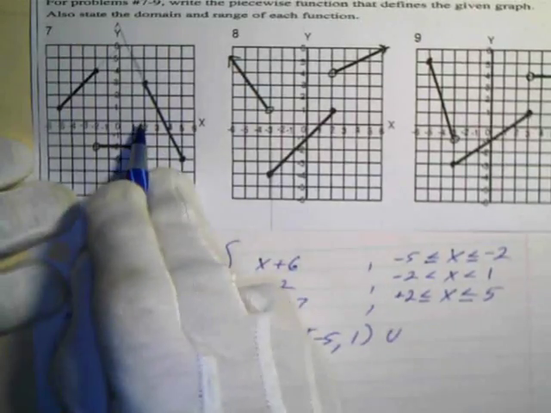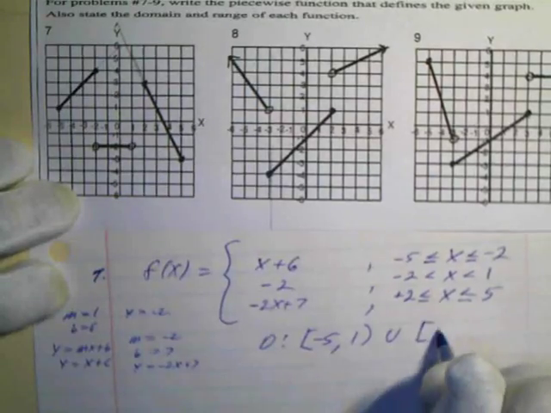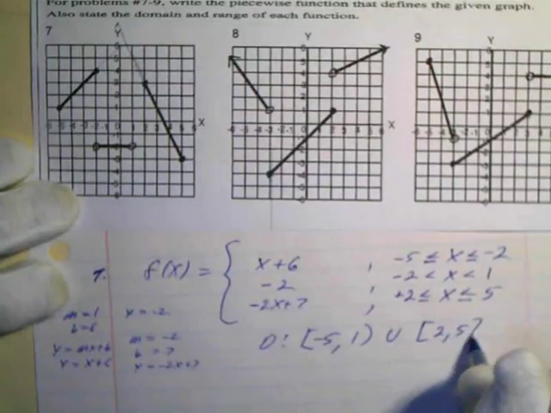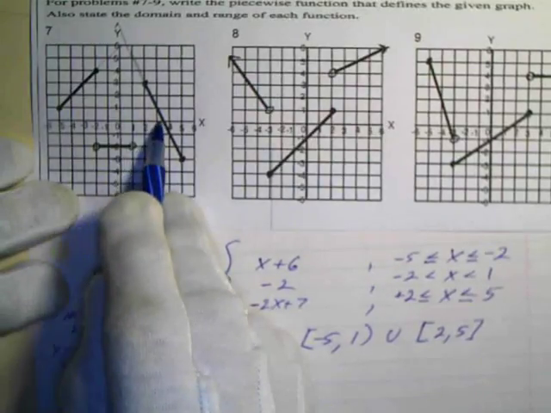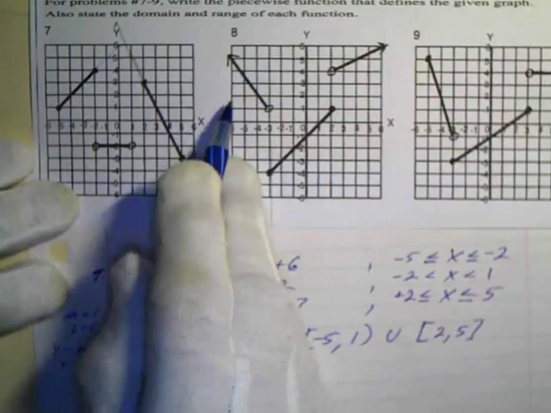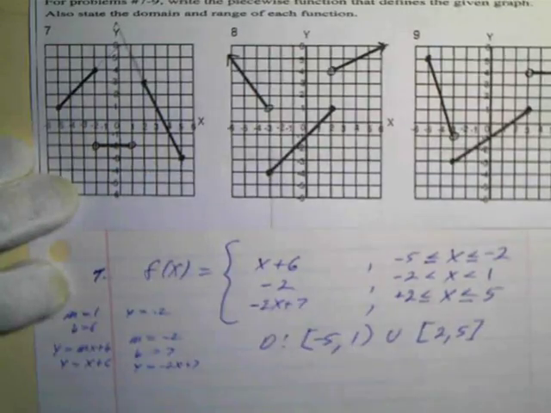Then we've got another little branch here going from 2 to 5. And those are inclusive, so you got 2 here, and it goes all the way to 5. You can see the 5 here. So just look at the x values, all right? 2 to 5. Okay, and there's your domain.